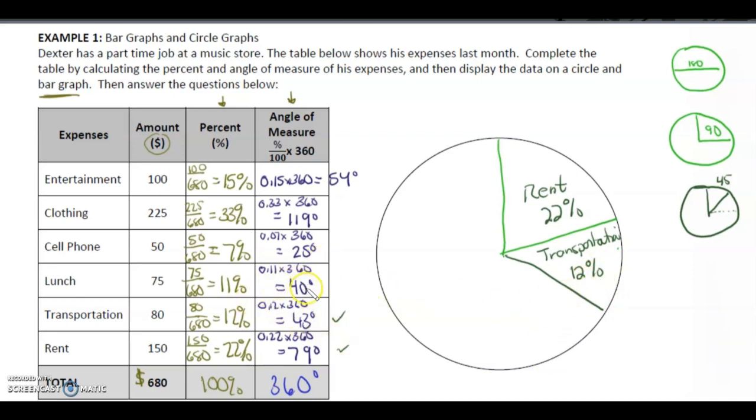Okay, lunch, 40 degrees. So 40 is lower than 45, but let's kind of do the same idea. So transportation, and then this would be about 90 degrees from there. So let's go, 45 degrees would be here. Let's go a little bit less than 45 degrees. So let's go, this would be 11%, this would be lunch.